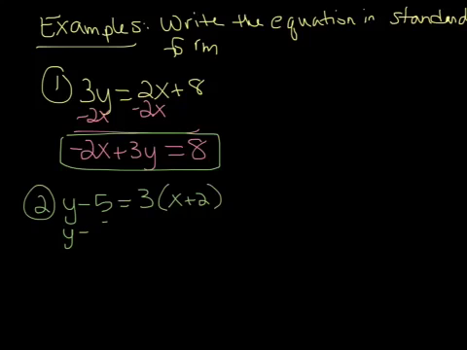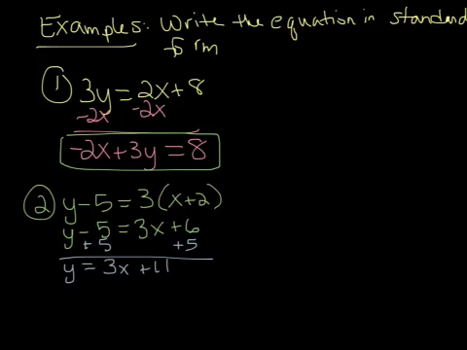Okay, so we're going to end up getting y minus 5 equals 3x plus 6. You use the distributive property. Then what you want now is you want to make sure that on your right-hand side, you only have constants. You have no variables. So I'm going to move over the 5 by adding it to both sides. I also need to move over my 3x, so I'm going to subtract that from both sides. I will end up getting negative 3x plus y equals 11. And that's my answer.